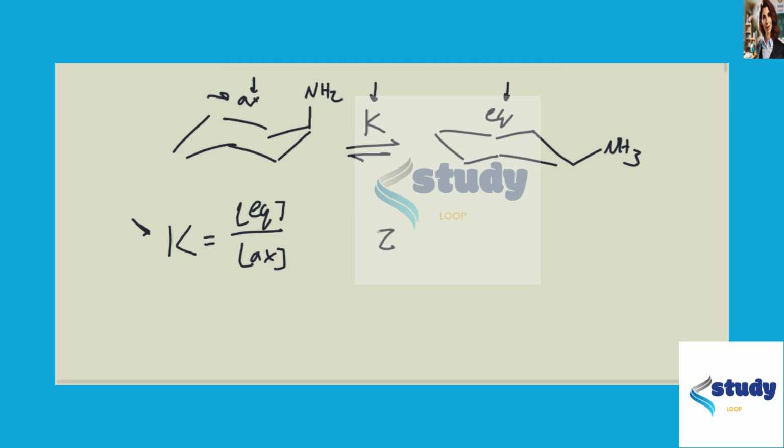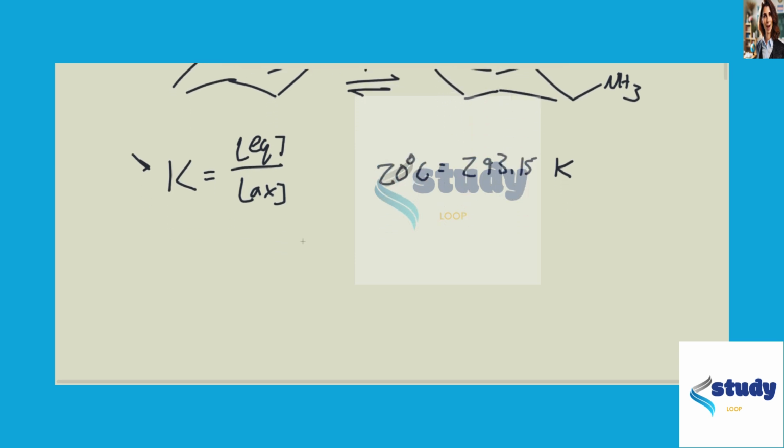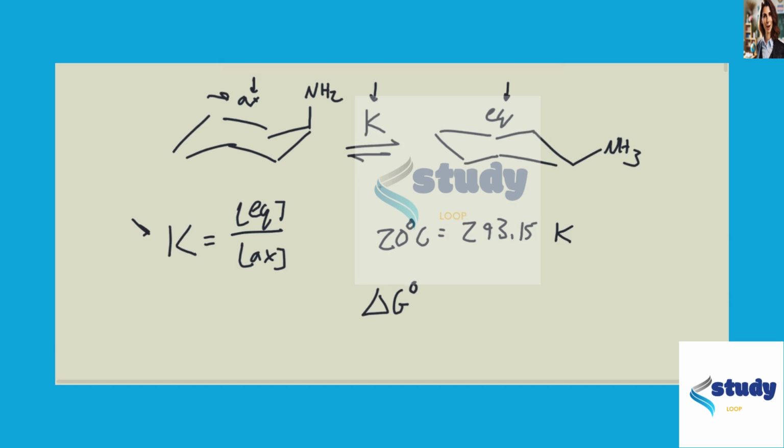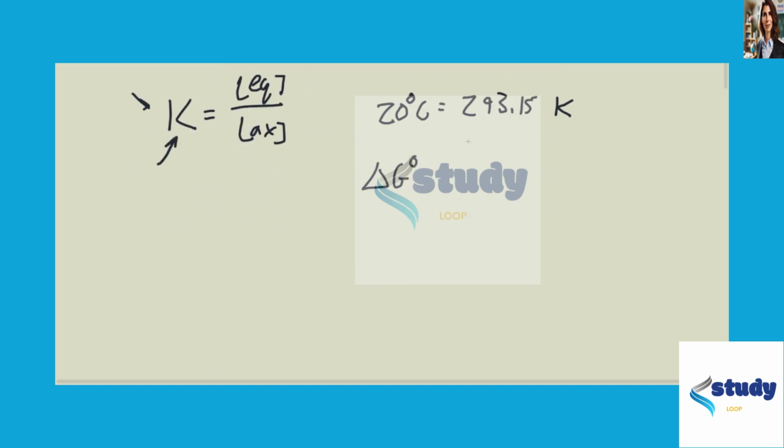They have told us that we're doing this at 20 degrees C, which is equivalent to 293.15 Kelvin. Okay. And they've told us delta G naught for axial to equatorial. We've got this in the correct direction, right? So this is the delta G naught that corresponds to K being equatorial over axial, because our reactant is axial, our product is equatorial. Okay, so this is going in the right direction.